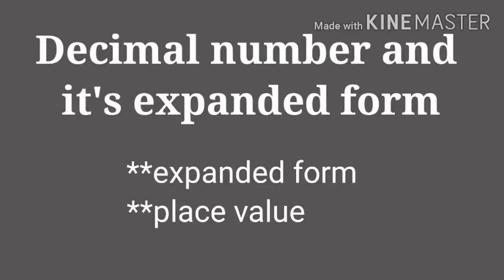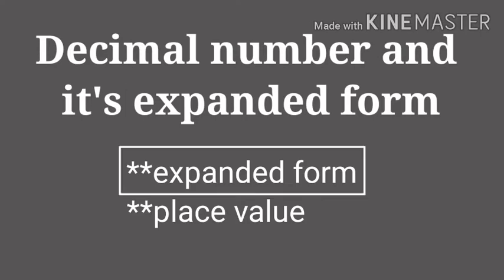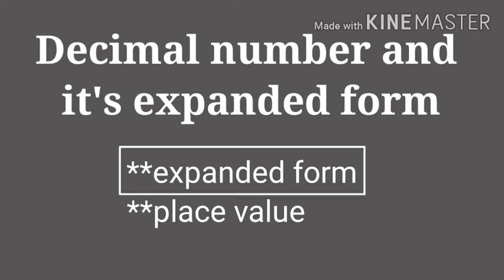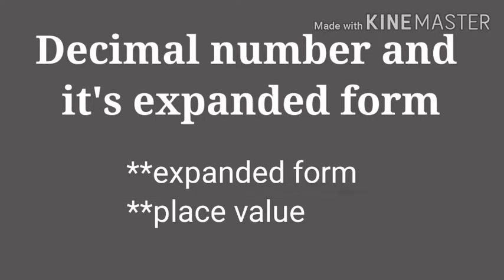Decimal number and its expanded form. Expanded form is to express a number as the sum of the place value of its digits. That means each digit multiplied by their corresponding place value.